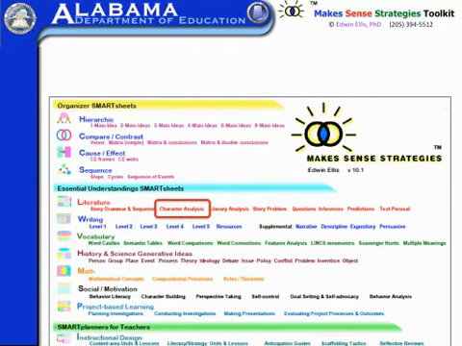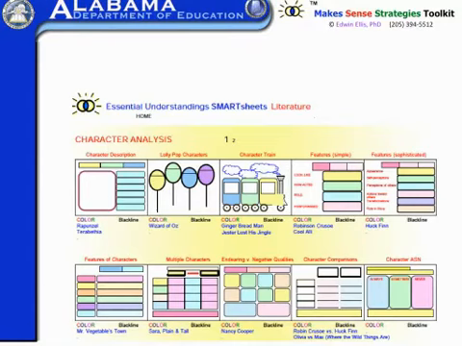Now, this is the home page of the Make Sense Strategy software, and there are a series of smart sheets that are generic in nature that deal with hierarchical, compare and contrast, cause and effect, and sequence. And then there's a series of topic-specific smart visuals that focus on essential understandings. And so the area of literature has just a wealth of resources in it that may be helpful to you. And so I'm going to click on character analysis, and that will open this page.